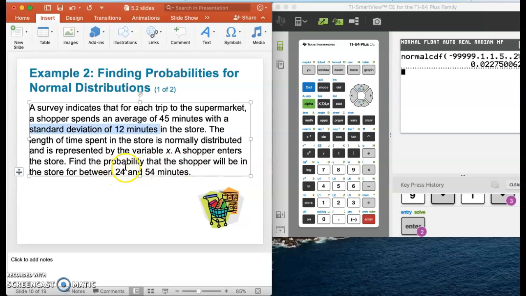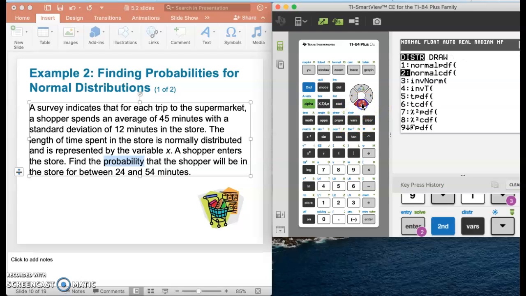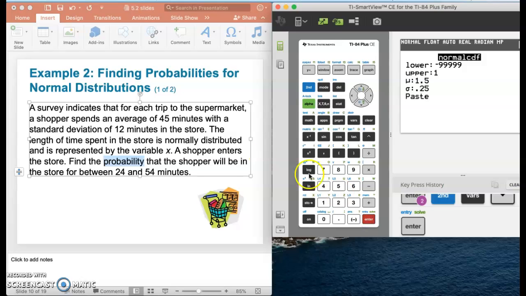Okay, again, we're looking for probabilities. So that means we're going to be using Normal CDF. So I'm going to go over to my calculator, press second, and then vars, arrow down to Normal CDF and press enter. This time our lower bound, we're trying to find the probability the shopper will be in the store between 24 and 54 minutes. So our lower bound is 24. I'm going to type in 24, arrow down to upper. Our upper bound is the 54 because 54 minutes.